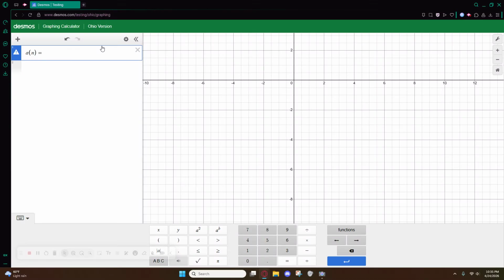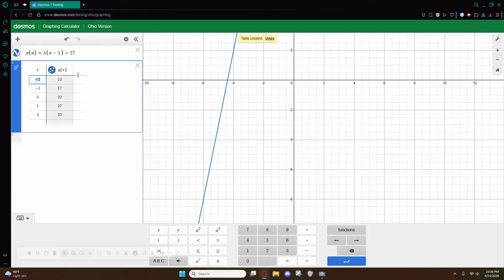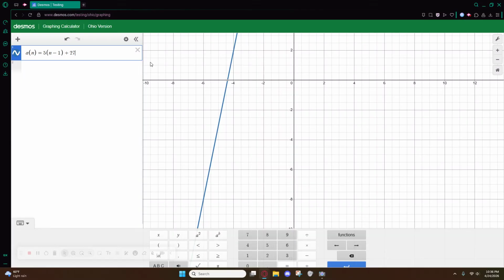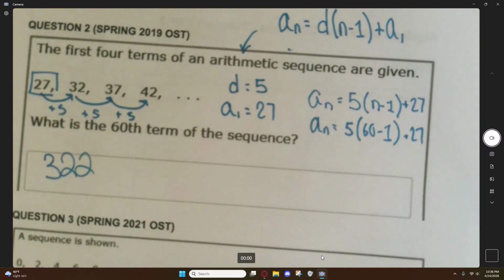A of n equals d times n minus 5 times n minus 1 plus 27. And you could have it make a table and put in 60 for the 60th term, which would also give you 322.